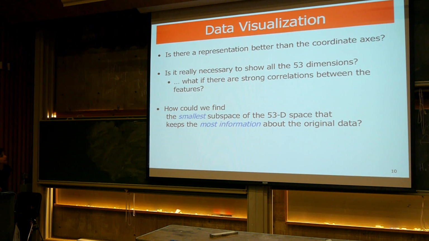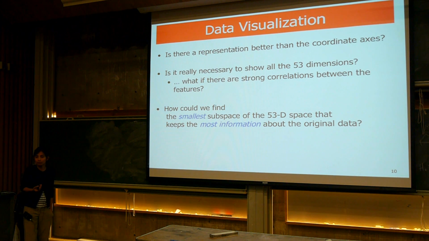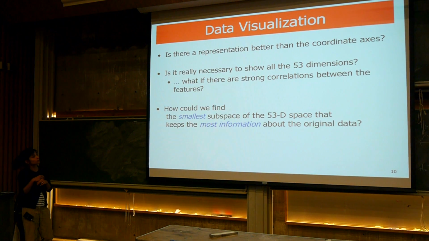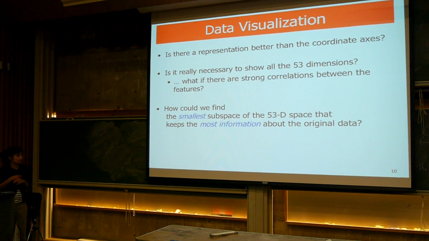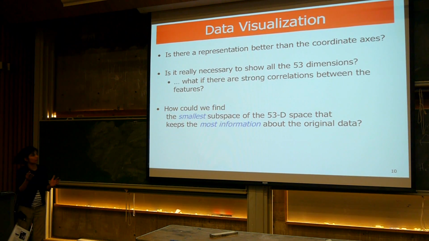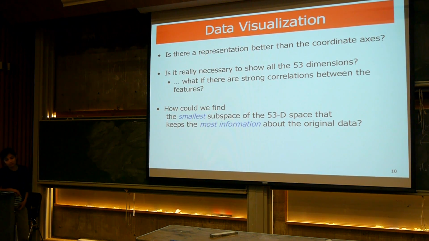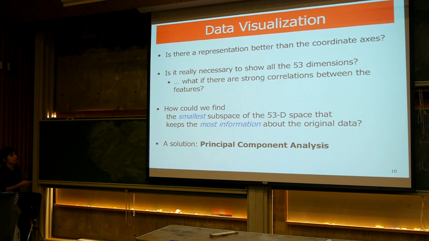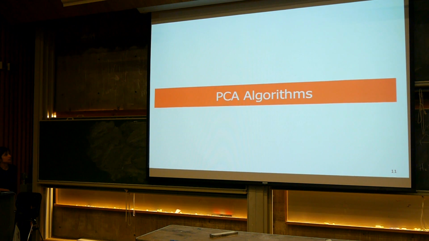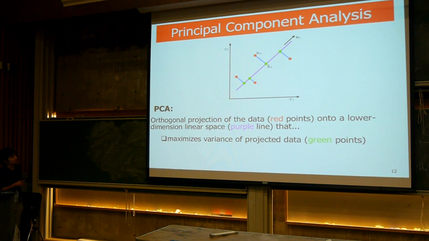Or we might think about what's the smallest subspace that captures most of the information of our data. And we'll talk about what we mean by information more formally with principal components. But you're essentially saying, can I take all my data, throw away a lot of the dimensions, and still hope to capture some information which is still preserved as much as possible. And principal component analysis gives you a way to answer all of these questions. So let's look at some algorithms for doing PCA.